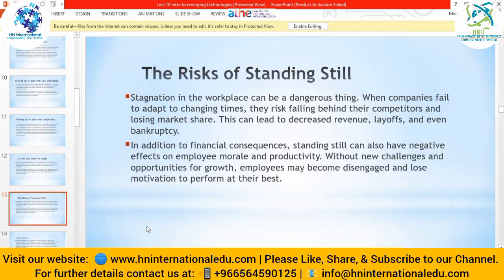The stagnation in the workplace can be a dangerous thing. When companies fail to adapt to changing times, they risk falling behind their competitors and losing market share. This can lead to decreased revenue, layoffs, and even bankruptcy. In addition to financial consequences, standing still can also have negative effects on employees' morale and productivity. Without new challenges and opportunities for growth, employees may become disengaged and lose motivation to perform at their best.